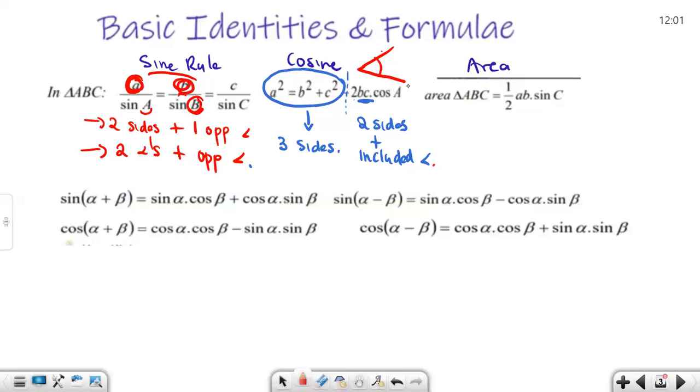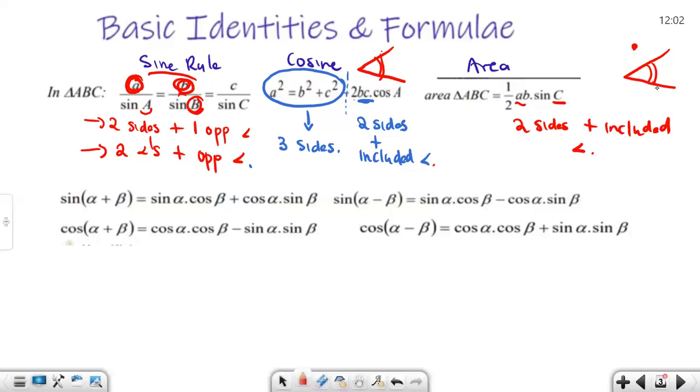Number three, when do I use the area rule? When I calculate the area, that's simple. Also check this, I have b, c and the angle. So it has to be two sides plus the included angle. The angle must be between the two sides. We are done there. Just a quick way to get this done.